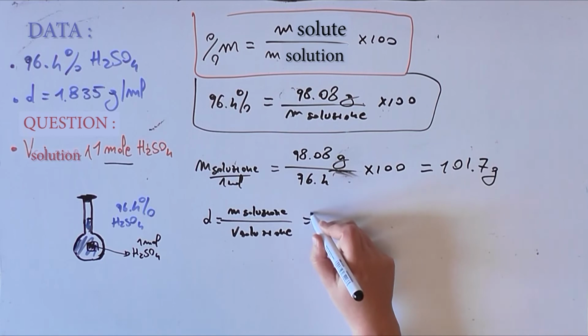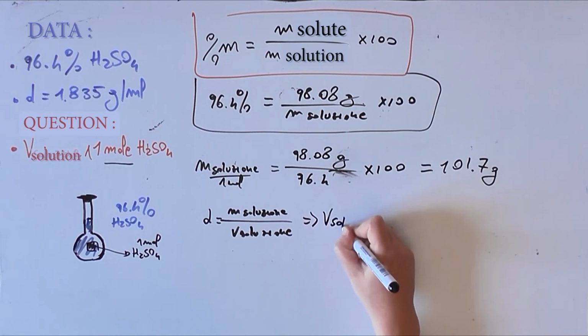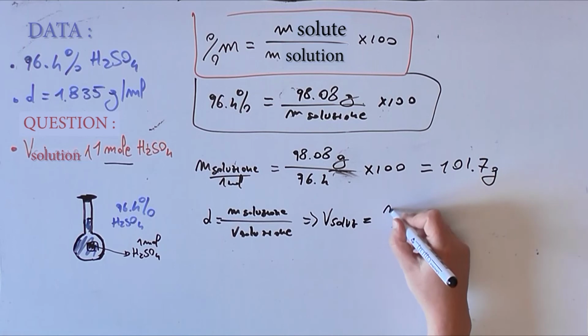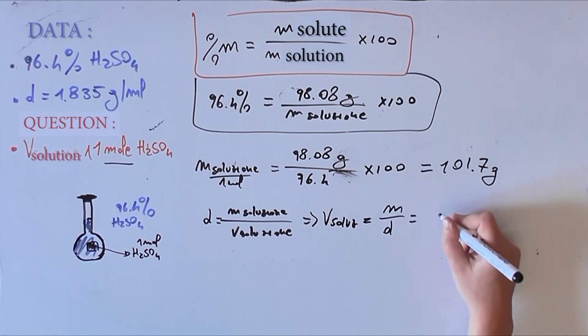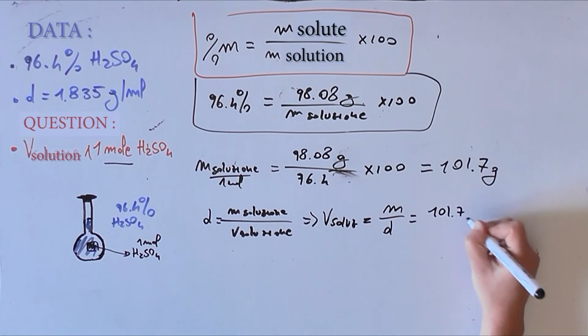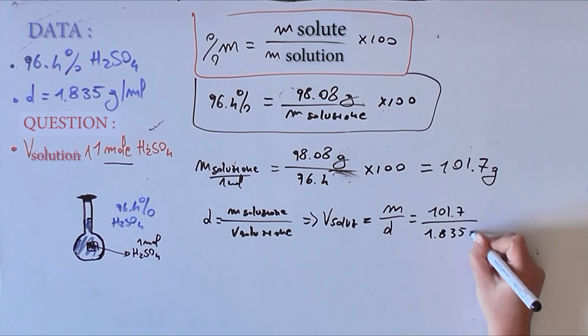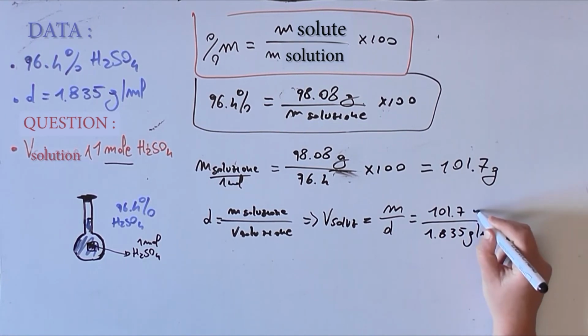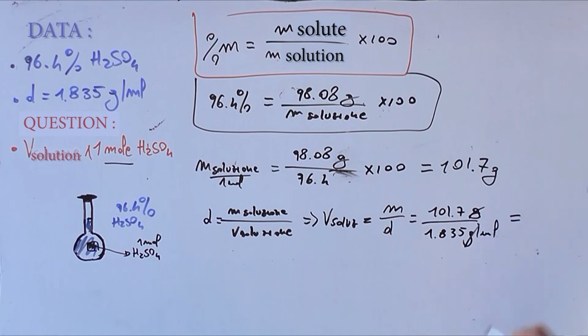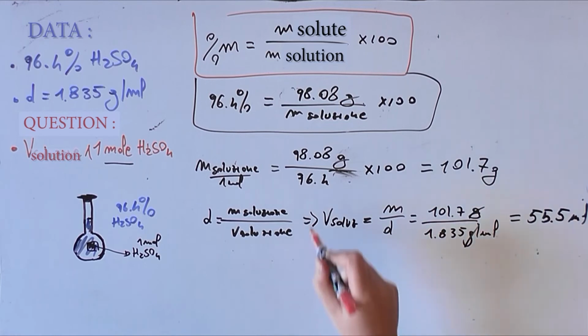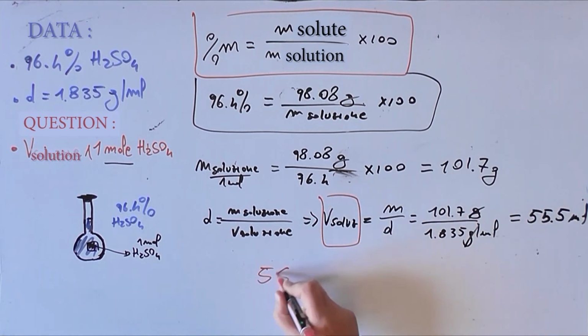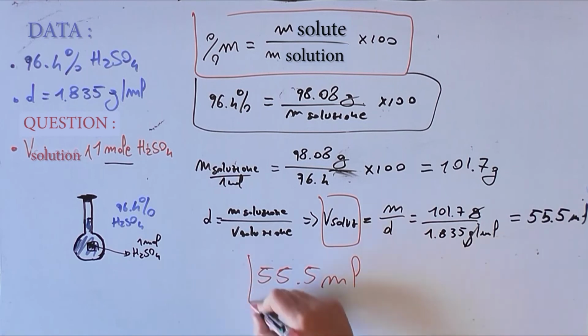And now I can calculate the volume of solution, which will be equal to the mass divided by density. So it's 101.7 divided by 1.835 grams per milliliter. Here is grams. So grams and grams simplify, and we will have milliliter. So it's 55.5 milliliter. So the answer to this problem is that the volume is 55.5 milliliter.